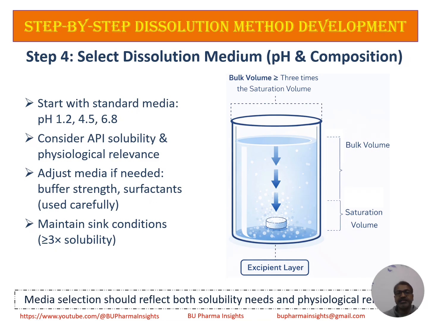Step 4 is to select dissolution medium. Method development starts with initial solubility screening. For poorly soluble drugs, surfactants like SLS or Tween may be needed, but they must be scientifically justified. Using too much surfactant can mask formulation differences and reduce method discrimination. The dissolution medium should balance adequate solubility with physiological relevance.